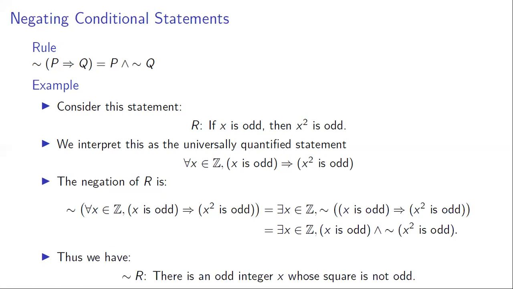Thus, we have that the negation of R is that there exists an x in Z such that x is odd. There is an odd integer x whose square is not odd. Now, again, this is a false statement because R is a true statement, but this was an example showing how we can negate a conditional statement.